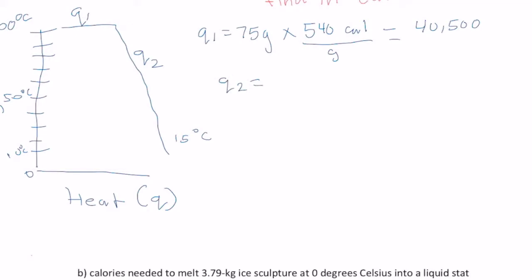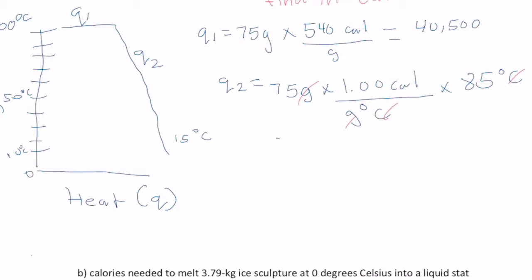We're not done, of course, because we still need to find Q2. Q2 will be 75 grams times 1.00 calories per gram degrees Celsius, times 85 degrees Celsius. And if you didn't know how to find 85 degrees Celsius, just rewind and go back to the first part and I'll show you how to do that again. So, cross out the similars, multiply across, and we're going to get 6,375 calories.